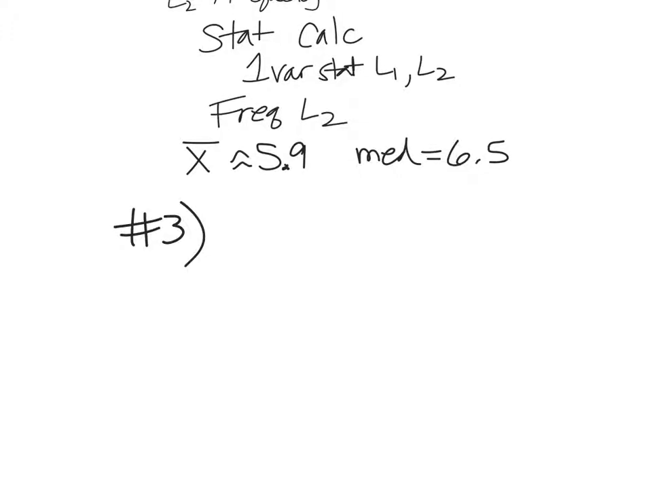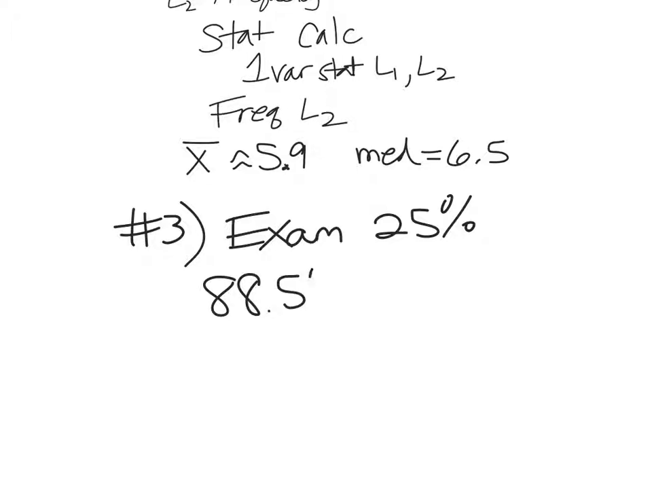All right, it says here, at Marty's school, it's an administrative policy that the final exam must count 25% of the semester grade. Can you imagine that? Your exam is going to be 25% of your grade. That's not in this class, it's only 15, all right? Now, if Marty has an 88.5 average going into the final exam, that's the average before the exam.